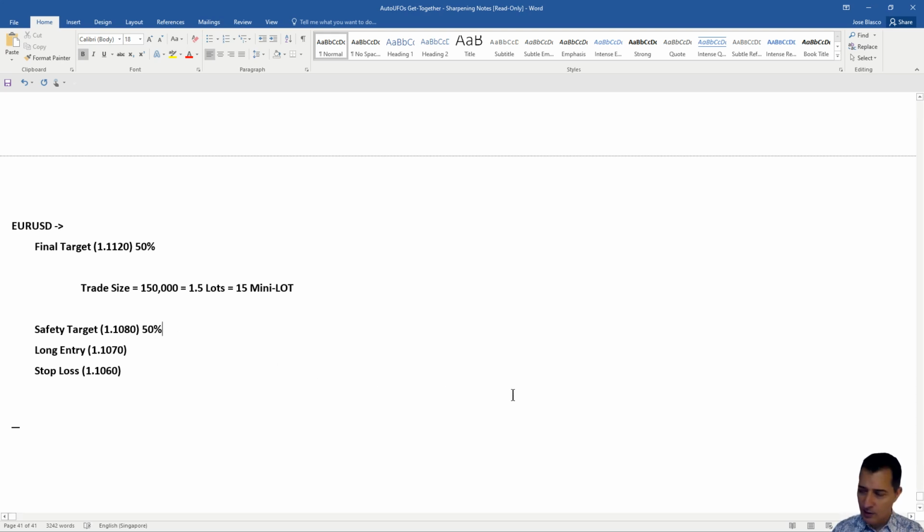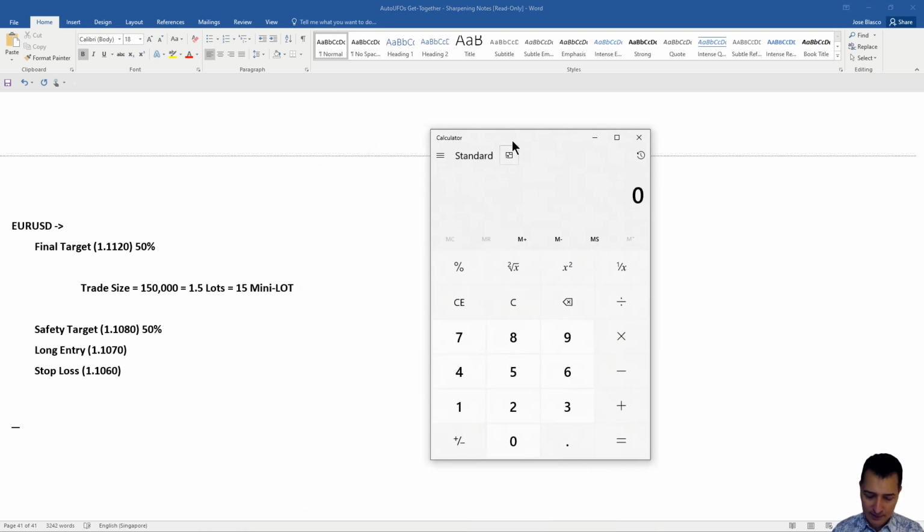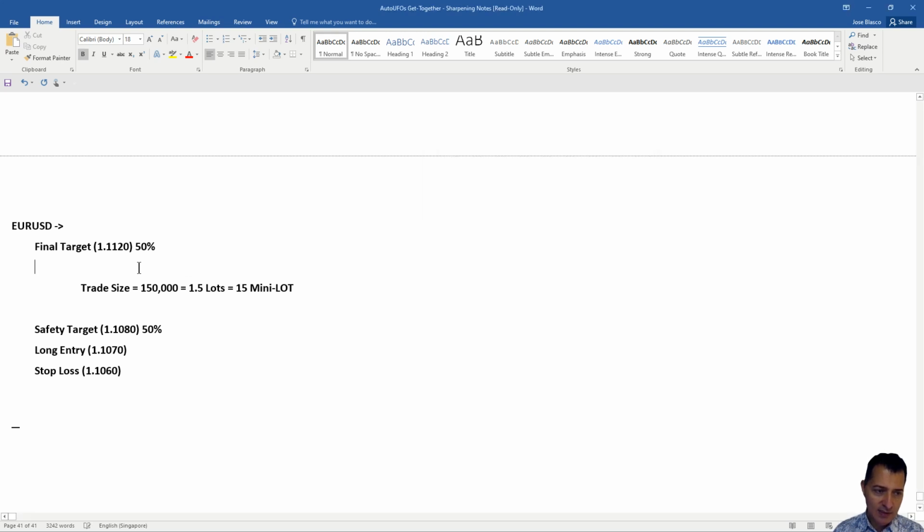So how much is 50% of 150,000? Okay, well, I don't think I need a calculator for that, but just to be visual, that is 75,000, right? So 75,000 means that the trade size I need here will be 75,000. The trade size I will need here is 75,000, and the trade size I need at entry and stop would be my full 150.